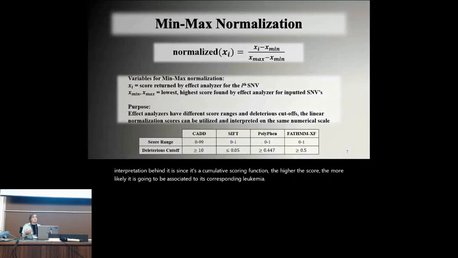Now, since we're dealing with 4 different effect analyzers, they all have different score ranges and different prescribed cutoffs. So in order to unify and be able to integrate these results, we have to do a normalization process. This is the formula that we have here, and the table is showing the different scoring ranges as well as their cutoffs. Some look at numbers that are higher, and SIFT is the only one that looks at numbers that are lower. So the lower the score, the more deleterious it is.